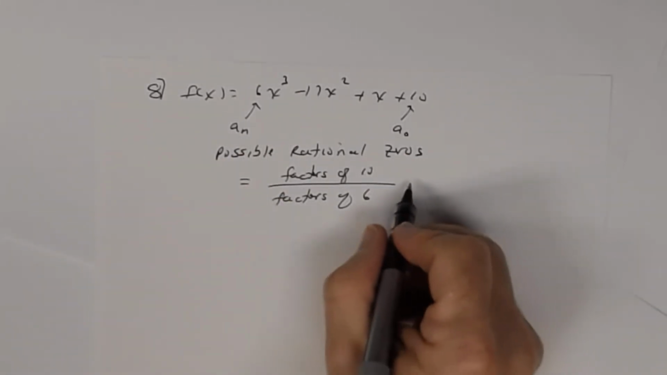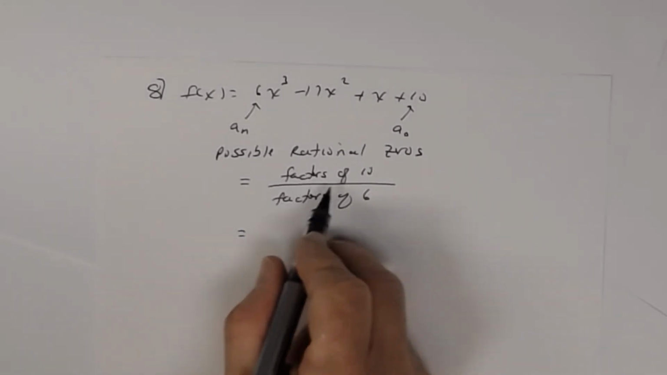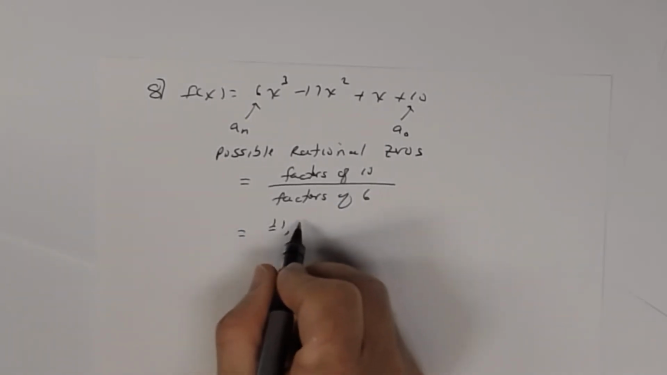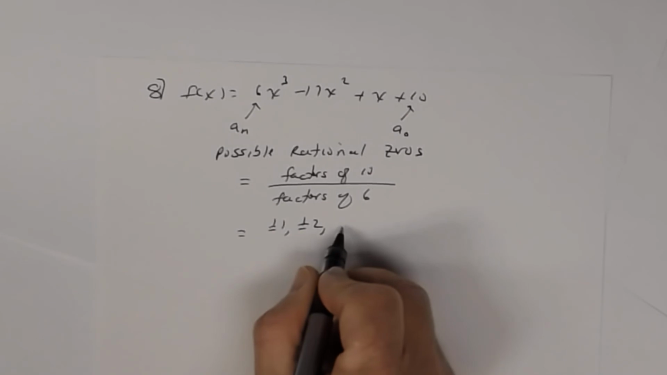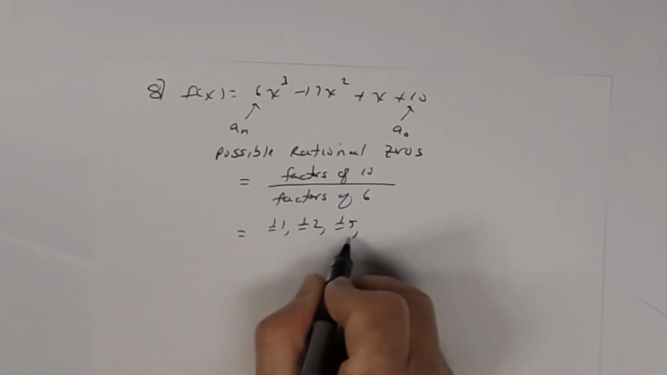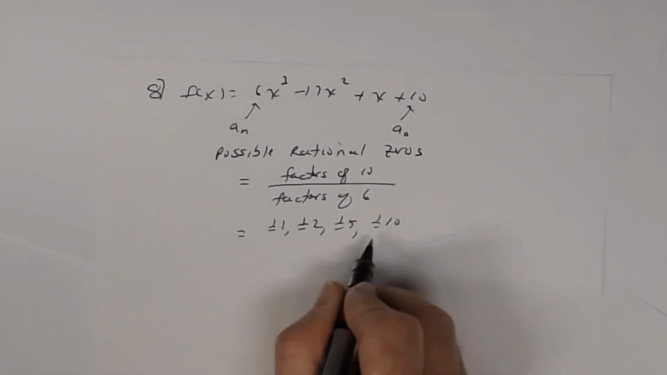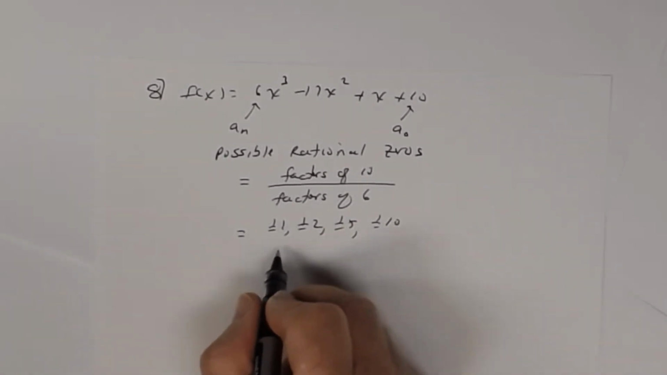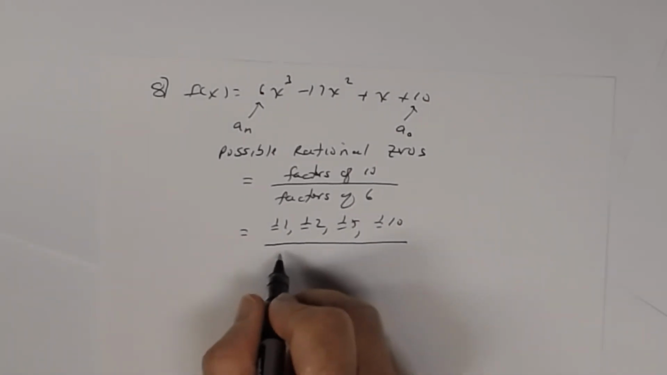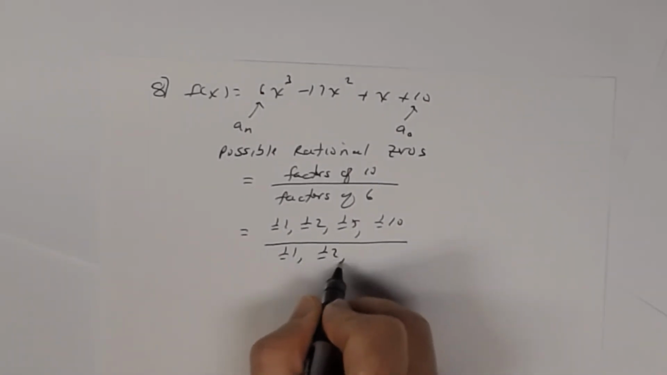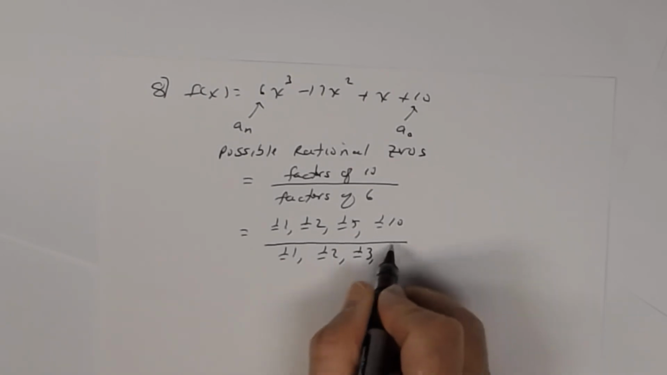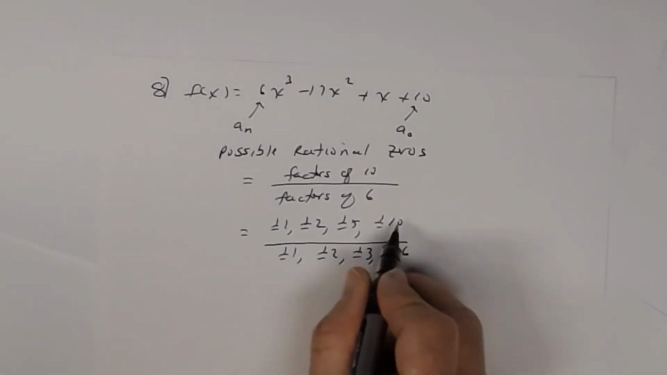And so the factors of 10, I'm going to list down here. The factors of 10 are plus or minus 1, plus or minus 2, right? And then 2 times 5 is 10, so plus or minus 5. And then 1 times 10 is 10, so plus or minus 10. That's all the factors of 10. Y'all agree? The factors of 6: plus or minus 1, plus or minus 2, 2 times 3 is 6, and then plus or minus 6, since 1 times 6 is 6.